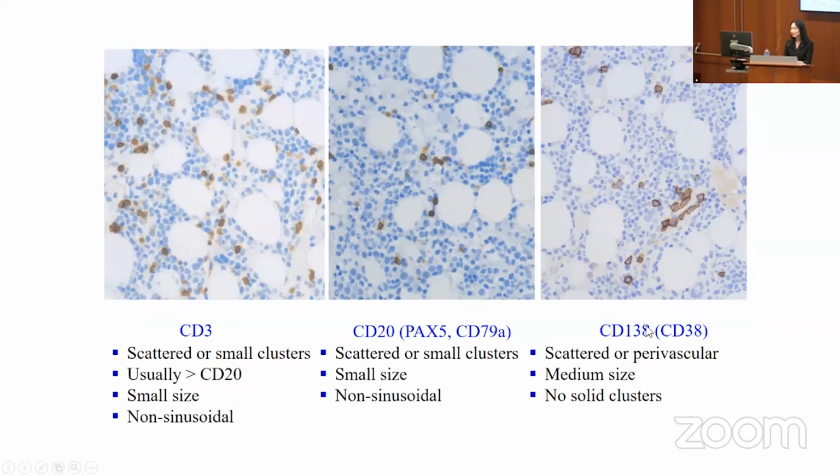CD138 is a plasma cell marker. So these are helping highlight the plasma cells. When patients have myeloma, which is a tumor of plasma cells, we use this routinely to show how much myeloma is there.